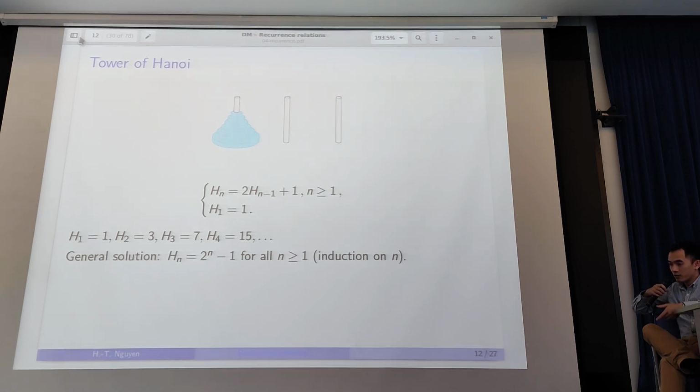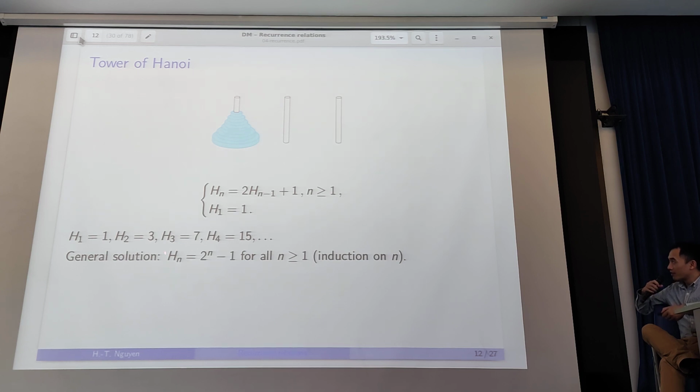And the monks who live in that temple will try to move the discs from the initial peg to another peg, and when they are done, it will be the end of the world. And now that you have the formula, you can ask, if that legend is true, then when will be the end of the world? Or in other words, how much time do we have left?